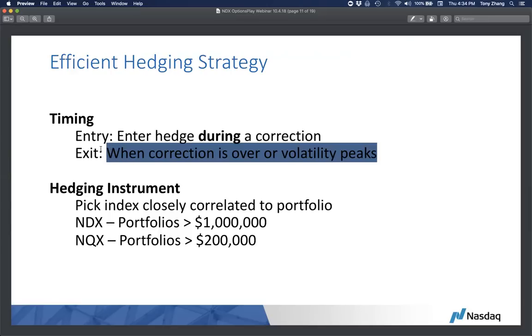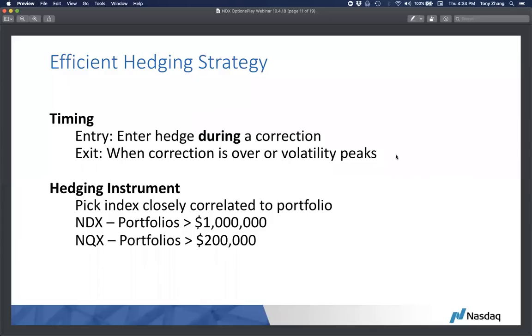Or for those of you that are a bit more familiar with looking at fear indices like the VIX or the Nasdaq VIX, you're familiar with volatility peaking very quickly, and then it forms this very sharp peak. So when that volatility peaks, those are usually good times to exit a hedge. So these are the types of things that you want to look for. Entering a hedge when the market is starting to correct, and exiting a hedge as soon as volatility peaks. That's usually a good indication it's time to get out of your hedge.